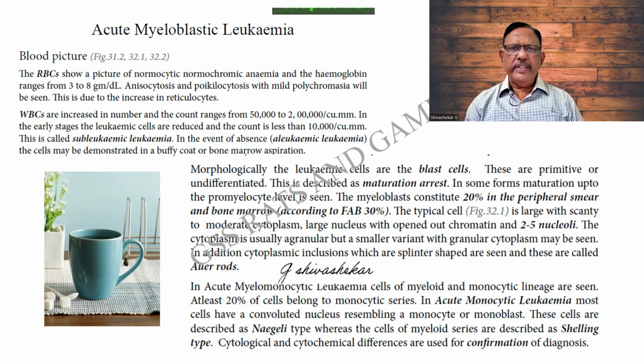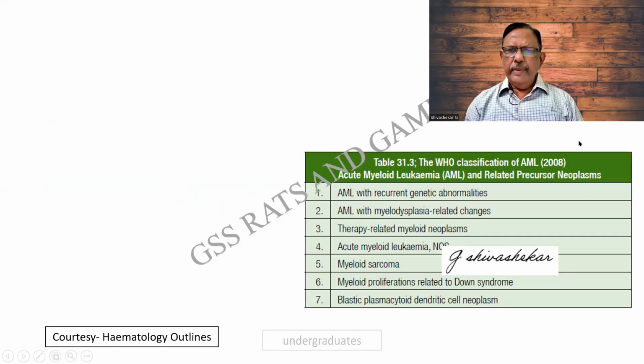There is a maturation arrest. Remember, A for arrest. In 20% in the peripheral blood and 30% in the bone marrow. I shall describe the cell. There can be inclusions called as R.A.T.S. In myelomonocytic, both myeloid and monocytic lineages can be seen. Please learn this entire thing by heart. Cytological and cytochemical classifications are required.